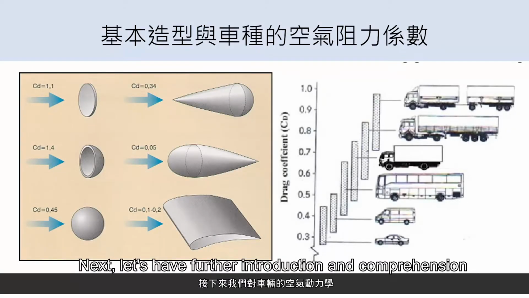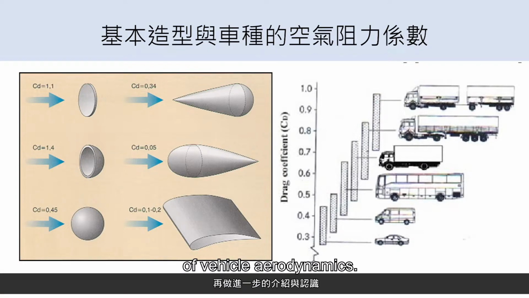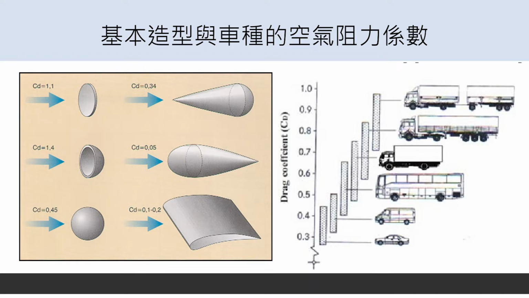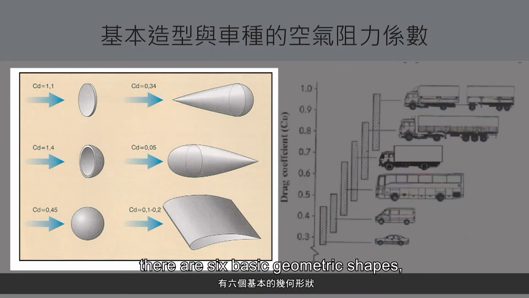Next, let's have a further introduction and comprehension of vehicle aerodynamics. First, let's introduce the concept called drag coefficient. The higher the drag coefficient, the greater the affecting force of the airflow passing through, the greater the traction force. For example, on the bottom left picture, there are 6 basic geometric shapes, and the drag coefficient on each geometric shape passing through airflow is different.